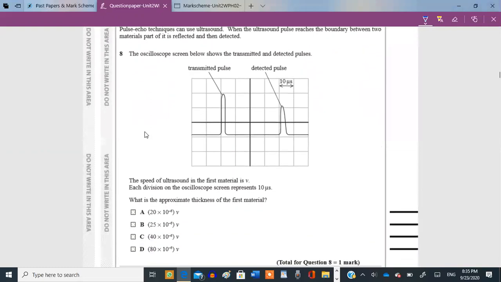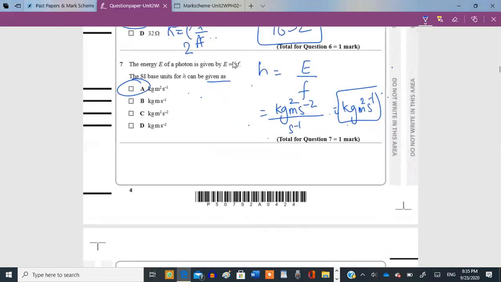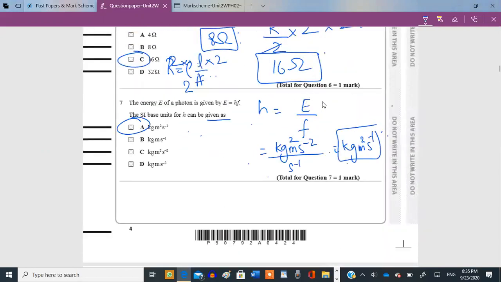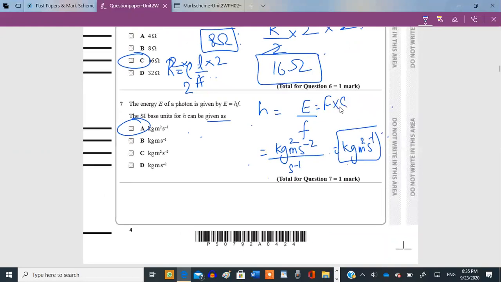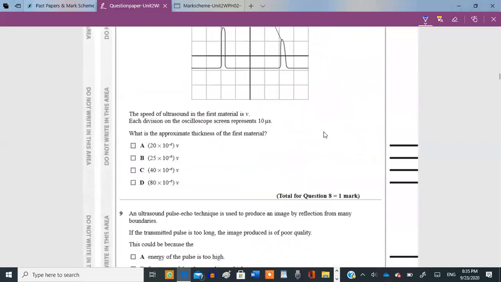Wait, how is it kg m squared? Because that's the unit of energy. Energy is force into displacement. The unit of force is kg m s minus 2 and displacement is meters. So it's going to become kg m squared s minus 2.